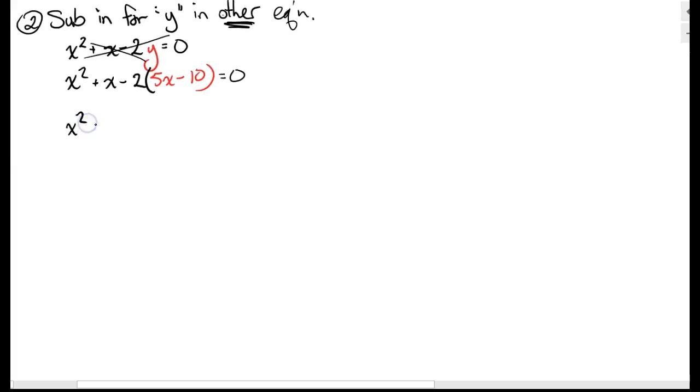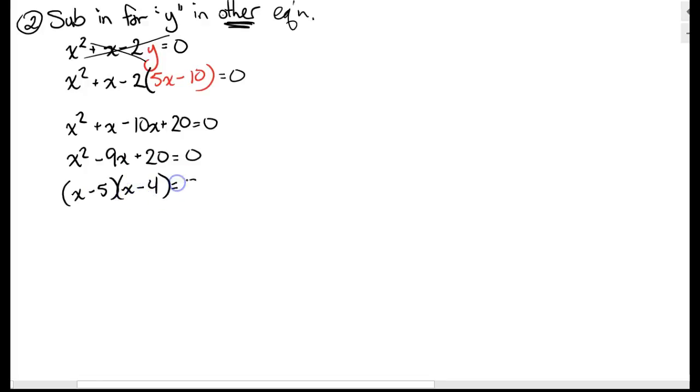I'm going to try and get some like terms collected. So minus 10x plus 20 equals 0. So that's x squared minus 9x plus 20 equals 0. That is nice and factorable: (x minus 5)(x minus 4). And so my values are going to be x equals 5 and 4. That's going back to the zero property, where if two things are multiplying to equal 0, then one of those two pieces needs to be equal to 0, and you solve for x from there.